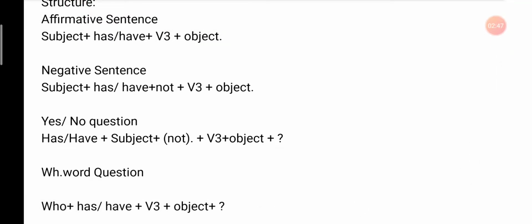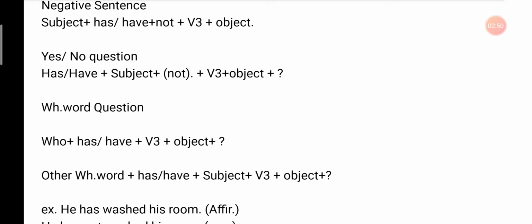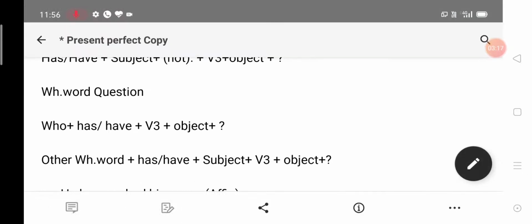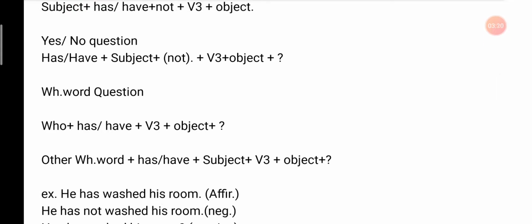Now see the structure of a yes-no question. As I have already discussed, in a yes-no question we have to put the auxiliary verb at the beginning of the sentence, then subject plus verb V3 plus object. If the question is a yes-no negative question, we will write not after the subject. Listen again: the structure of a yes-no question is has/have plus subject plus not, if the sentence is negative, plus verb V3 plus object.